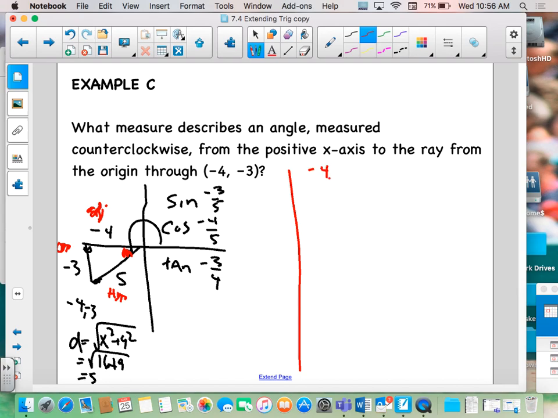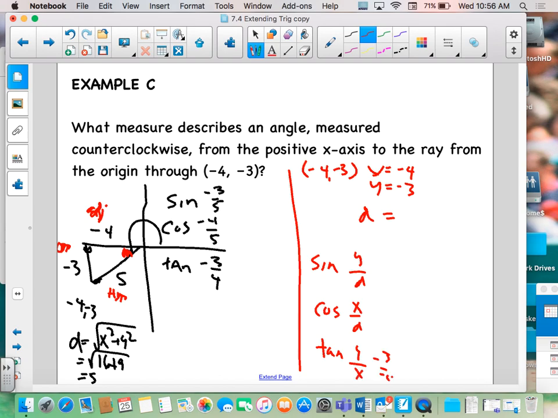If we have the point -4, -3, we know that x is -4 and y is -3. If we find D, we can use our new rules. Sine is y over d, cosine is x over d, tangent is y over x. I can do tangent right now. Y over x is -3 over -4, which is 3/4. And if you looked over here, tangent was 3/4. -3 over -4. I put that negative in there. I think I was meant to dash.